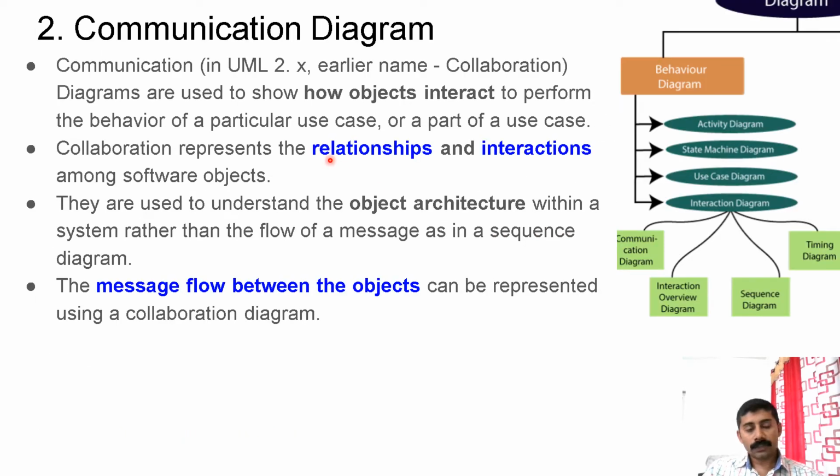The communication diagram was earlier known as the collaboration diagram. From UML 2.0 onwards, it is renamed as the communication diagram. So both are referring to the same thing only. It's a behavior diagram.